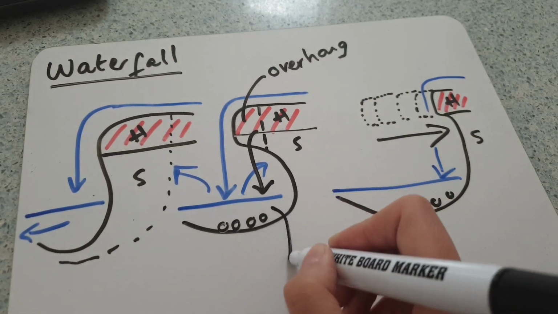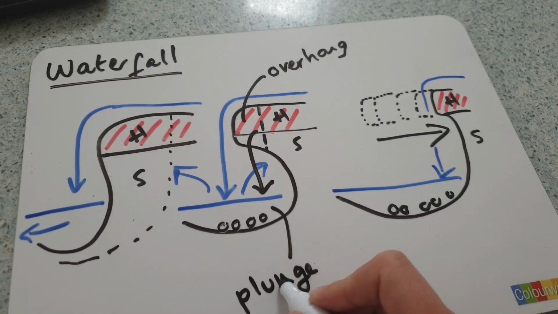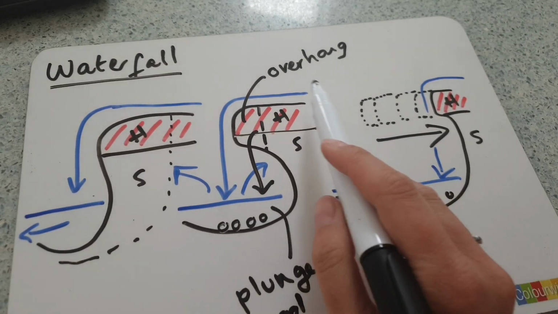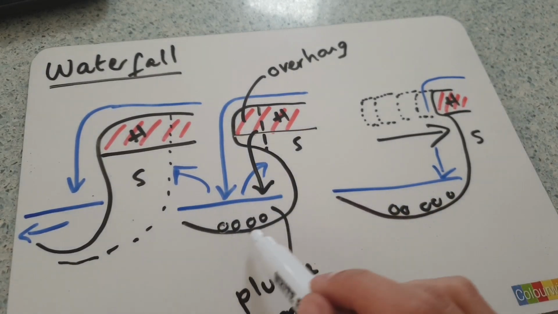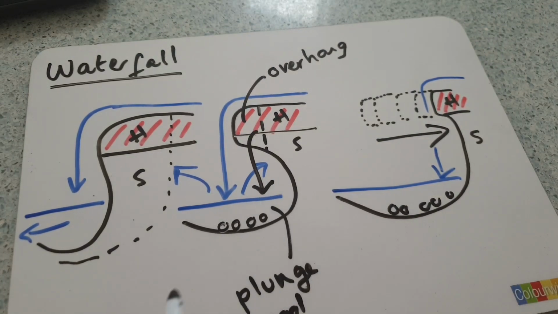And then this bit here is a classic feature of a waterfall. We get what's called a plunge pool, because the water plunges into this and creates a big wide pool because of all the different types of erosion going on. Make sure you get your erosion types in there as well as your labels.